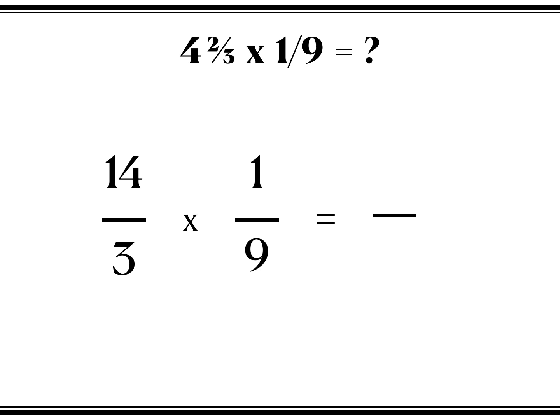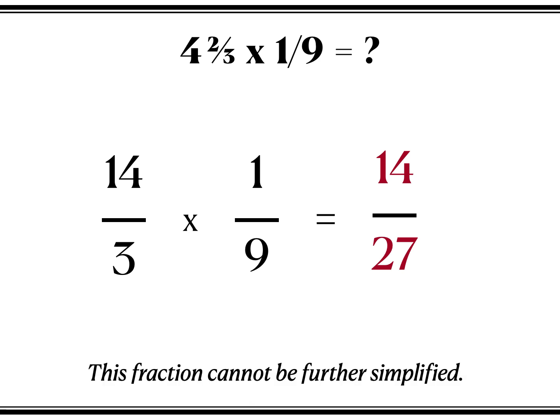So 4 2/3 times 1/9. 4 2/3 as an improper fraction is going to be 14 over 3. And now we just multiply straight across. And we get 14 over 27. And sadly, it cannot be further simplified.